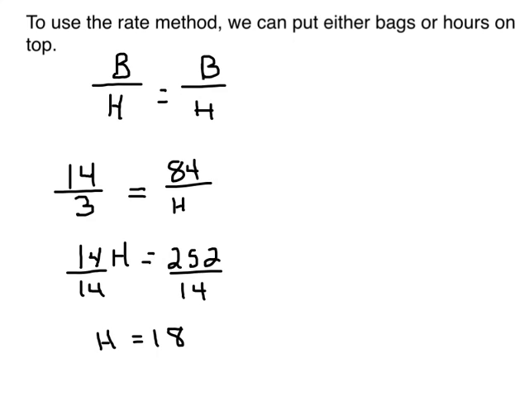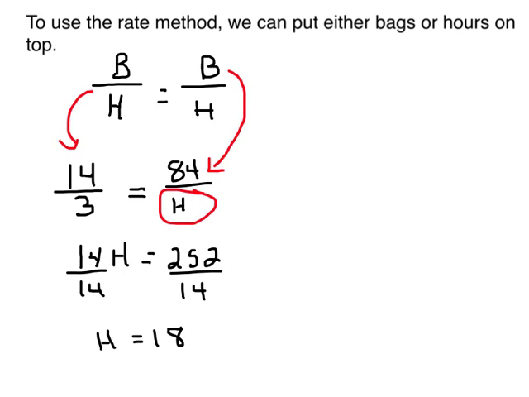This is the rate method. So we put either bags or hours on top. Like when we set up our rates, we have bags to hours equals bags to hours, and then we start filling in some numbers. Okay, and I reversed it in this one so that you could see the same answer is going to be achieved. The rate we're first given here is 14 bags to 3 hours equals 84 bags. We know we have 84 bags. 84 bags to how many hours?